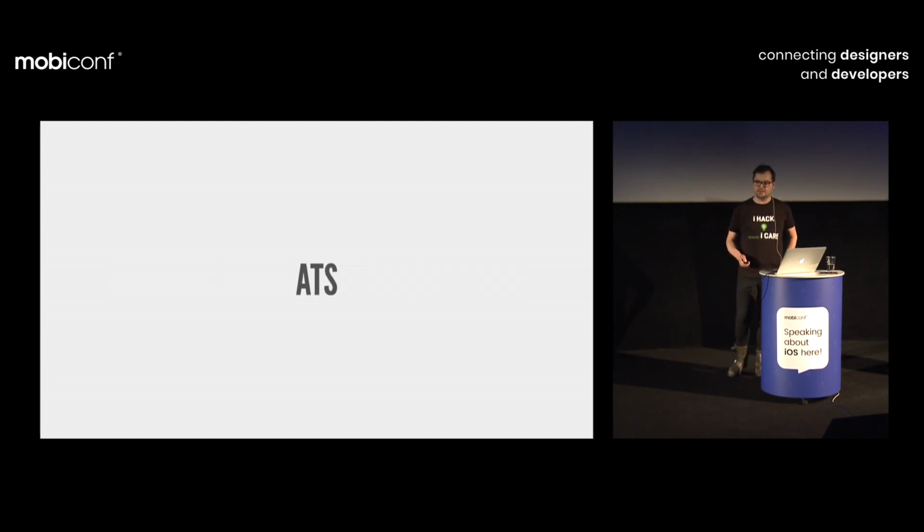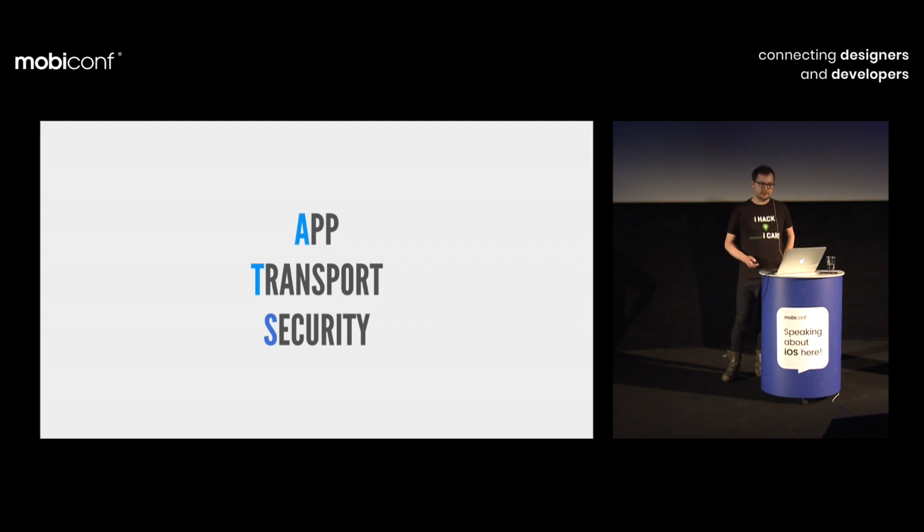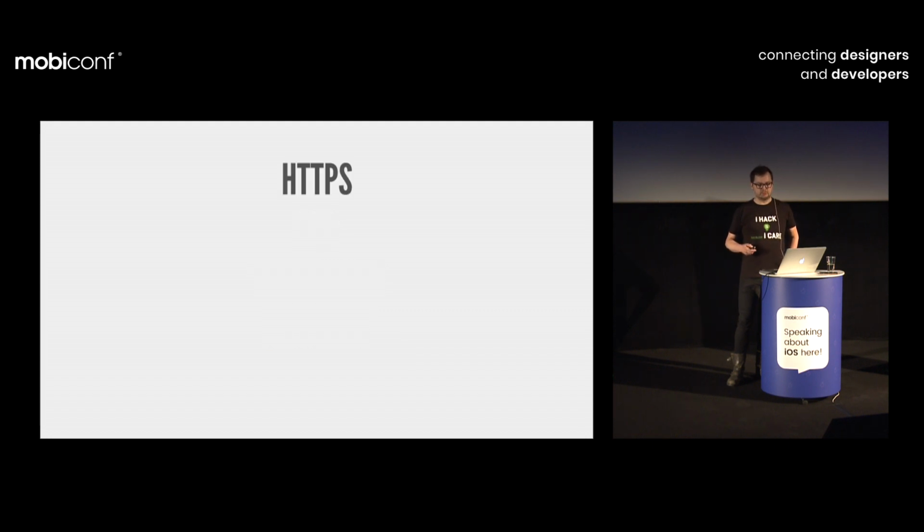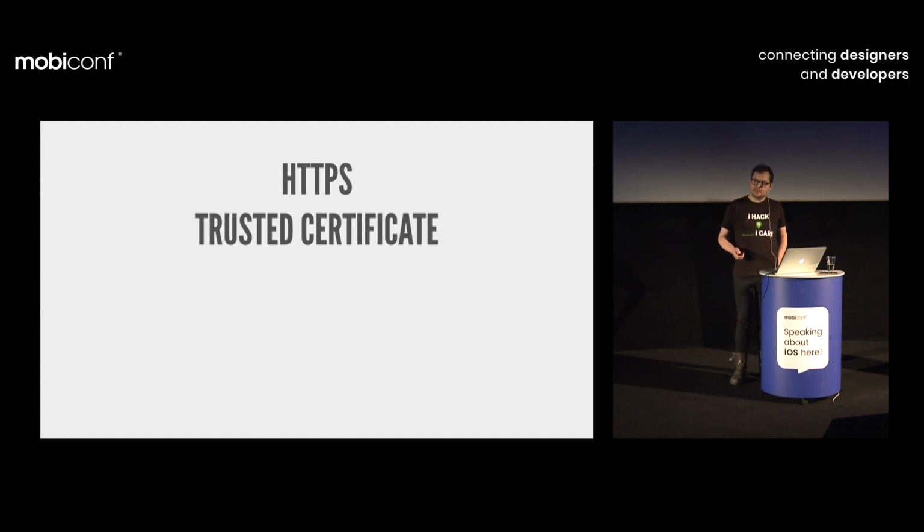So ATS, everybody knows, App Transport Security. It was introduced in iOS 9 and enforces a certain level of security at the transport layer. For example, there are a couple of requirements, but most important is that you have to use HTTPS, so the communication is encrypted. HTTPS alone is not enough. You have to have trusted certificates.